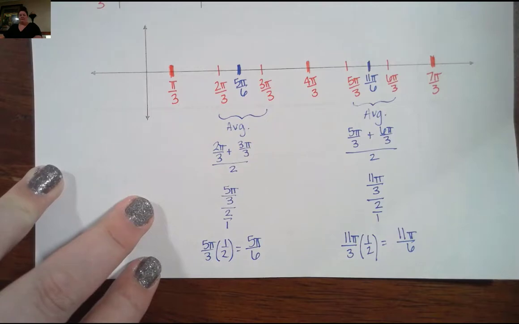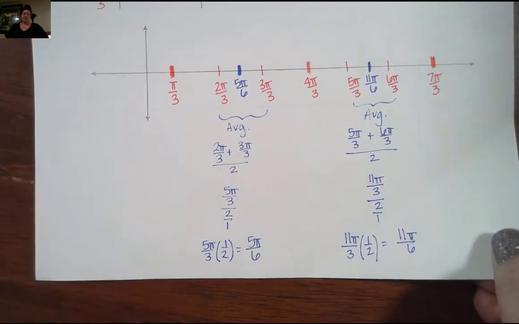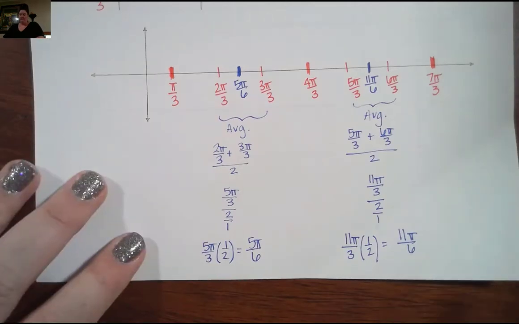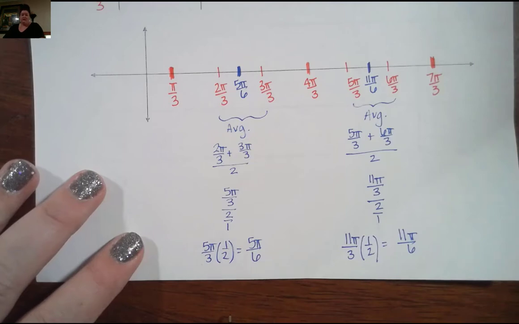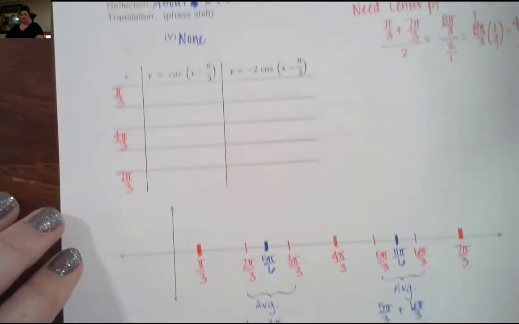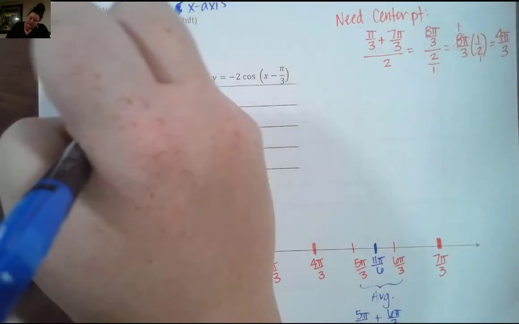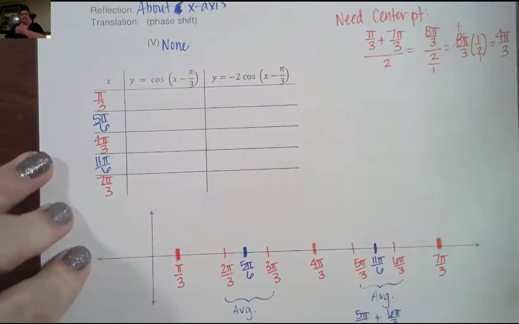So a little bit of extra work just to find those additional 2 points, but it is very important because on your exams, I will count off if all you have are 5 little tick marks and they're not labeled with the actual x values as radian measures, okay? So let's go ahead and write in those 2 points we just found. This is 5 pi over 6 and 11 pi over 6.